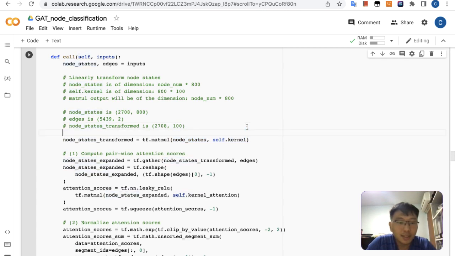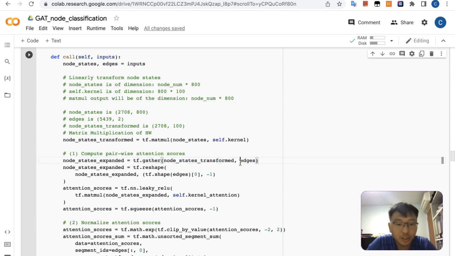So this is like a matrix multiplication. The node state itself is our entire nodes' hidden unit, so we can just call it a vector h, and then we have this kernel here that does the transformation to it. So I guess we can just call it w. Yep. So from this node states expanded, node states transform, we do a tf.gather.